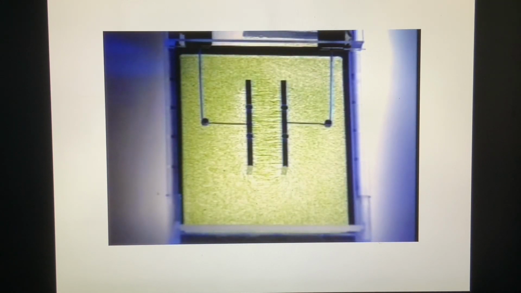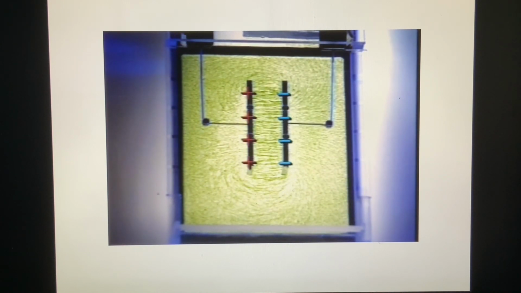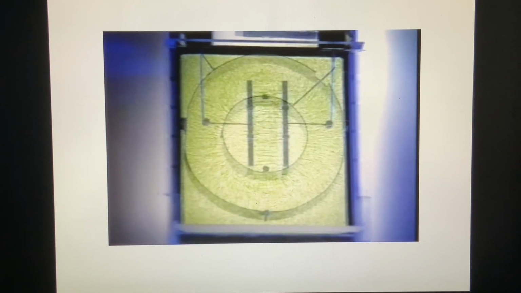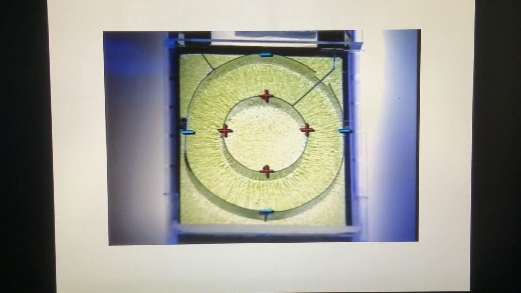Here is the electric field between a pair of parallel metal plates, one of which is positive and the other negative. Here is the field between two oppositely charged circular conductors. Notice the absence of an electric field inside the inner conductor.